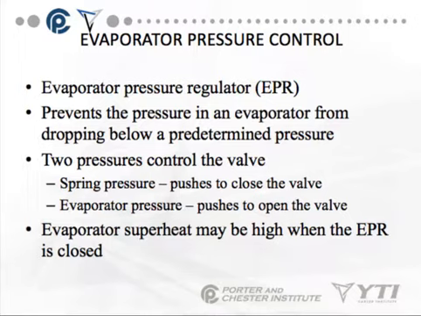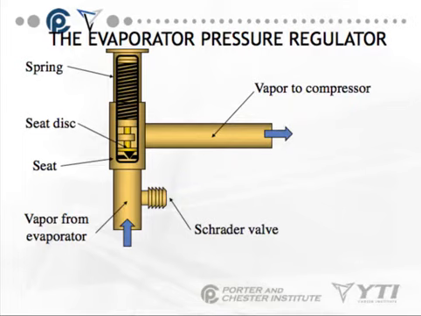We're not saying, okay, we're going to make sure that one goes lower. We're basically saying that this control will prevent the higher temperature evaporator from dropping below where we want the set point. There's two pressures that control these valves. One is spring pressure. It pushes to close the valve. The other is the evaporator pressure, which pushes to open the valve. Okay, the evaporator superheat may be high when the EPR is closed.